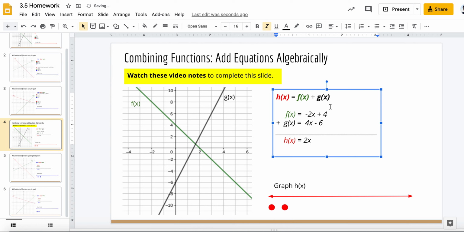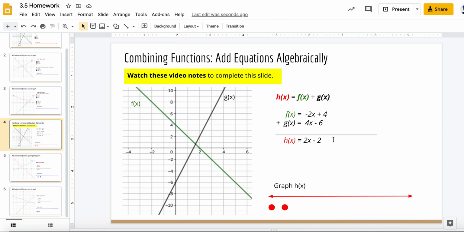And then I have the y-intercepts that I can add together. So 4 plus -6 is the same thing as 4 minus 6. And 4 minus 6 is -2. So now I have my equation for h of x. It's 2x minus 2. And that's in slope-intercept form, so I can use this equation to graph it.